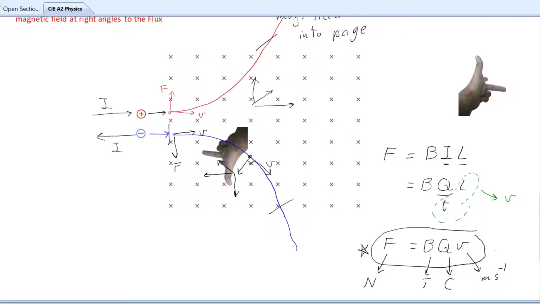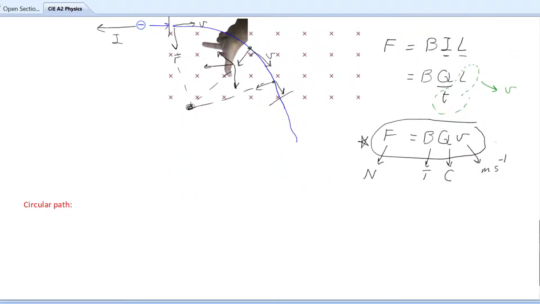So if the force is always perpendicular to the velocity, you'll find that these forces always converge towards a central point, which is the center of the curvature. So it's a centripetal force. So what can he ask about in this case? We now establish that it is a circular path because the force is always perpendicular to the velocity.